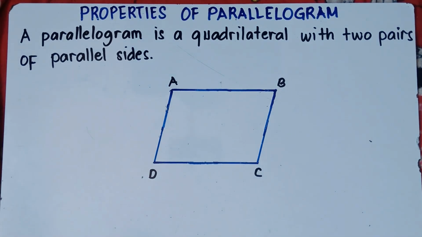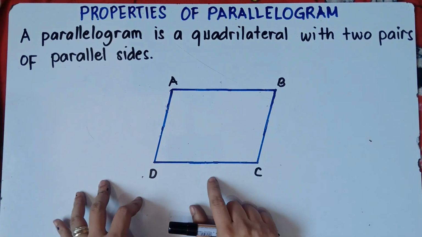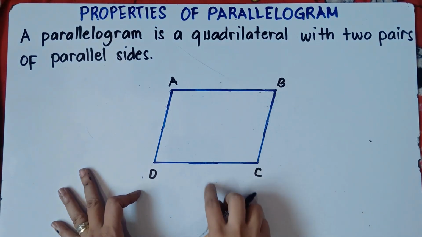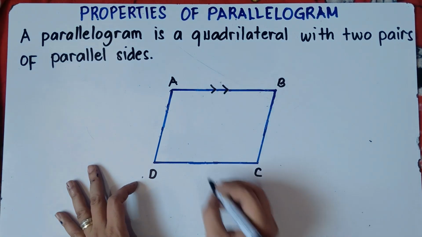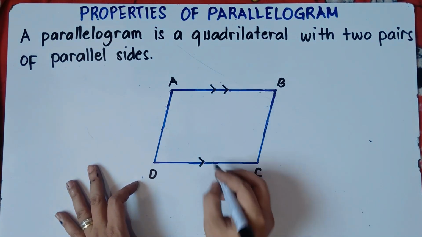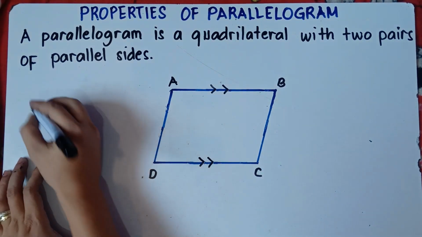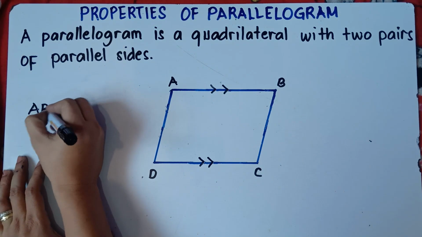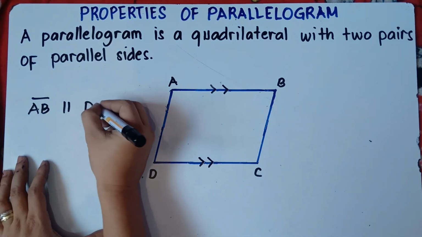So therefore, we can say that this side AB is parallel to side DC. So the markings, this will be the markings for parallel sides. So side AB is parallel to side DC, or we can write this one, line segment AB is parallel to line segment DC.